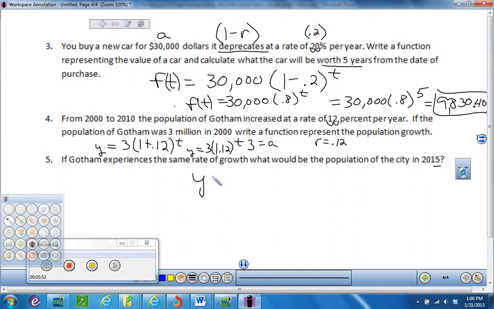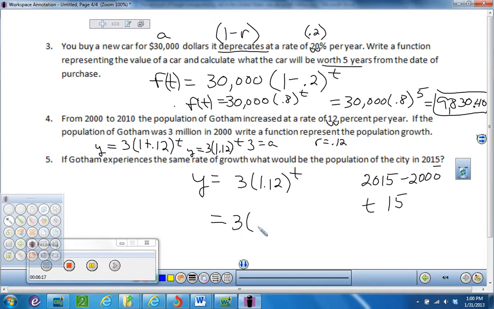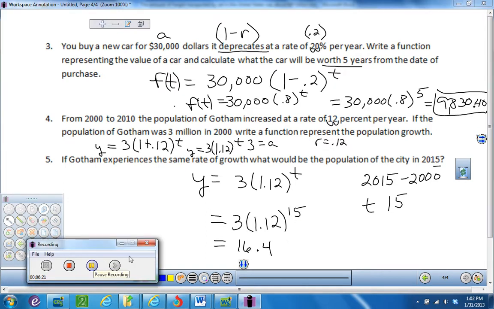Then the next question builds off of that. It says, well, if that's the case and it continues at the same rate, what would be the population by 2015? Well, from 2000 to 2015 is 15 years. So it's going to be 2015 minus 2000. Okay, so it's 15 years, which is our t value. So we're going to plug in 15 here. So it's going to be 3 times 1.12 to the 15th power. Alright, so the city should have approximately 16.4.